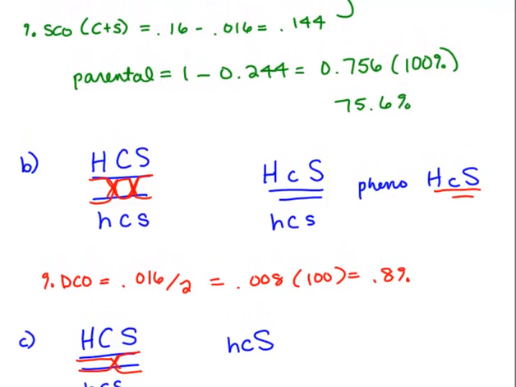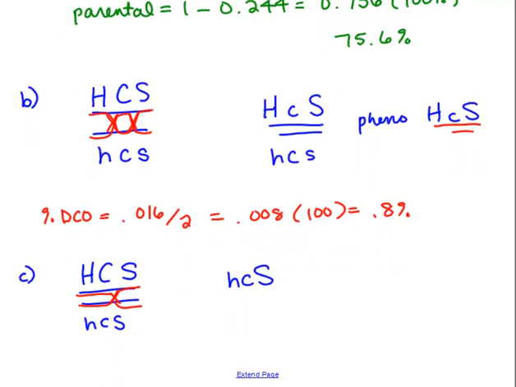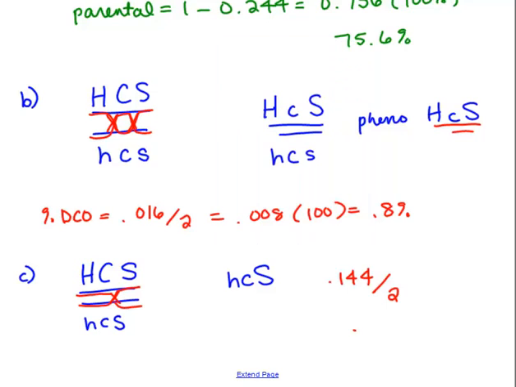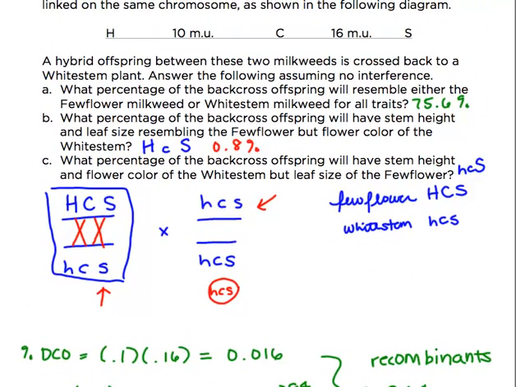So first, let's look, what did we find was the percent single crossover between C and S? We found it to be 0.144. And because we're only interested in one out of the 2 recombinant gametes that come from this, we're going to divide that by 2. And times by 100 to get percentage, and we get 7.2%. So that is the answer for part C.